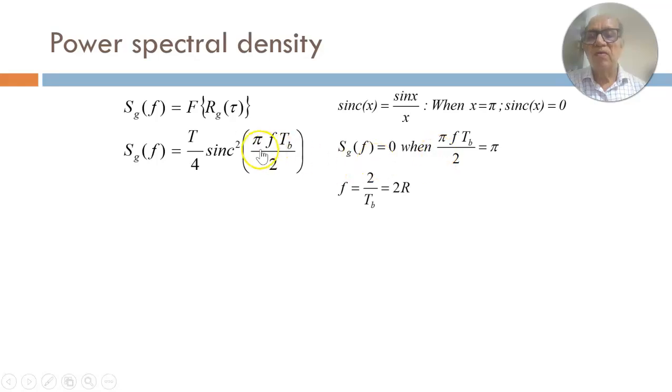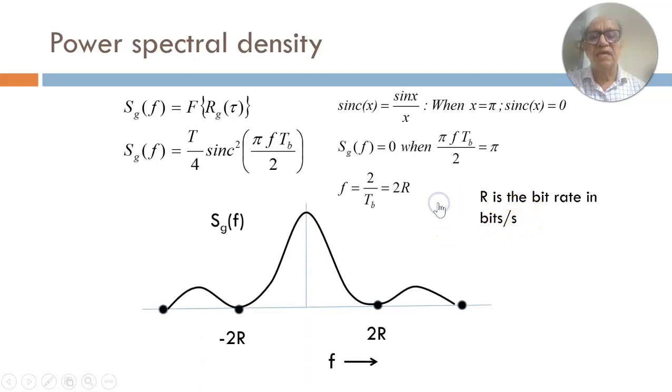So what we do? We equate this term within the brackets equal to pi. So pi f TB by 2 is equal to pi. So pi cancels and you get f that is equal to 2 by TB, and 1 by TB essentially is the bit rate. So this is 2 times R. R is the bit rate in bits per second.